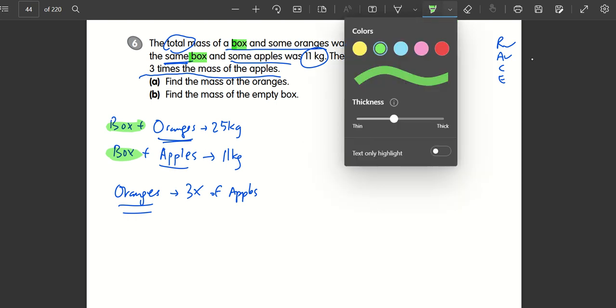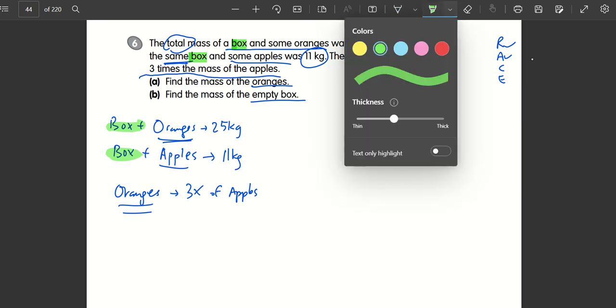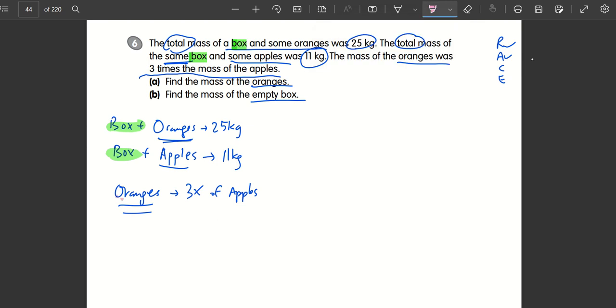Then what do you need to find? You need to find oranges, you need to find an empty box. So with the information that's provided, I will look at this 25 and 11. I can know one is a longer bar, one is a shorter bar. But in terms of drawing out the model, I think it will be easier with the relationship between oranges and apples. That one's probably quite direct. So I have oranges as 3 units compared to apples.